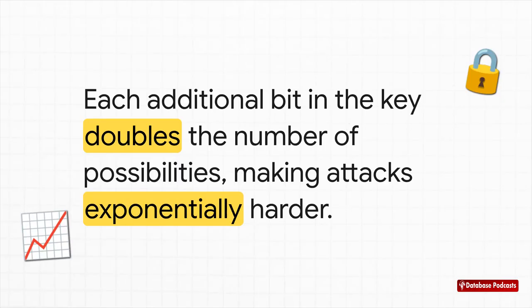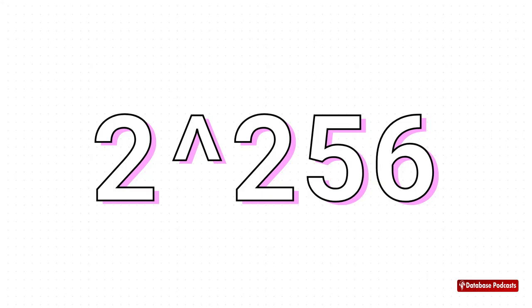And this right here is the most important thing to understand about key size. Every single bit you add to the key doubles the number of possibilities. The difficulty doesn't just add up, it grows exponentially. Going from a 56-bit key to a 57-bit key makes it twice as hard to crack. So going from 56 to 256 bits, you're not just in a different league, you're in a completely different universe of computational impossibility. That's the number of possible keys for AES 256.